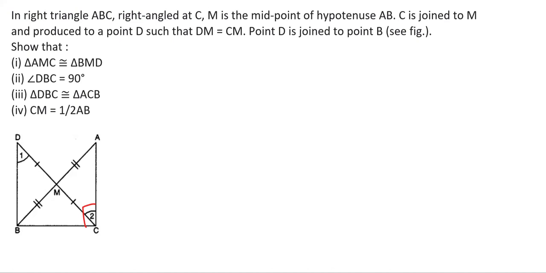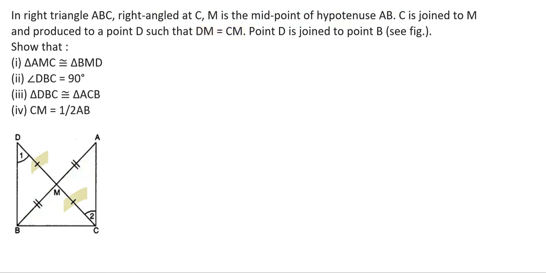What else does he say? He says that M is the midpoint of the hypotenuse AB, AB being the hypotenuse and M the midpoint. That means AM is equal to BM is the further information given. When you read further, you find that even DM is equal to CM.